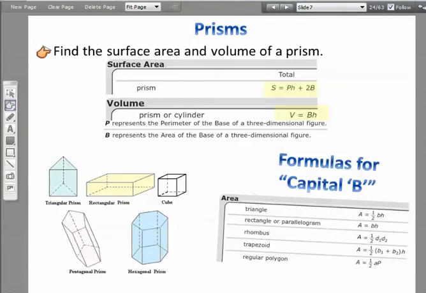Find the surface area and volume of a prism. If you look on your formula chart, here's the surface area. Here's the volume. Depending on the shape of the base, you may need to know the formula for a triangle, rectangle. You're not going to need rhombus, but a trapezoid and a regular polygon. Those are all going to be your capital B's.